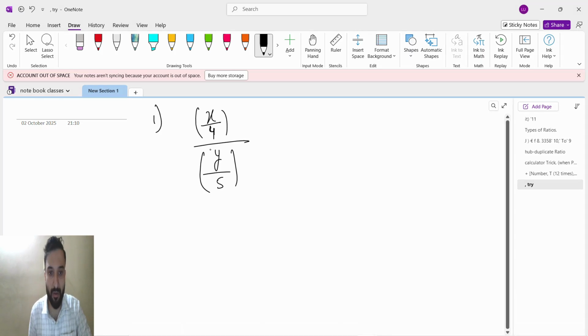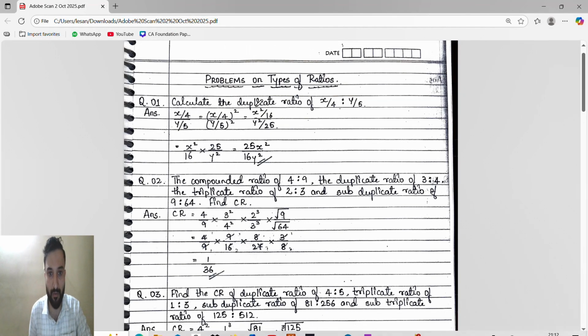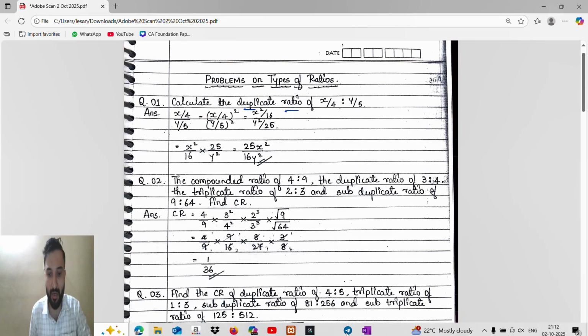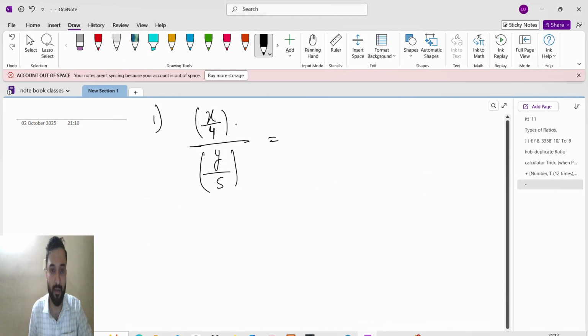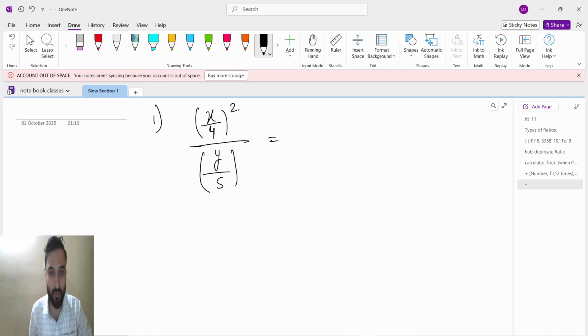So ratio is x by 4 divided by y by 5. We have to find the duplicate ratio. The duplicate ratio means what? Whatever the given ratio, we have to do the square of that. So we will do the square of this ratio, and we will get the duplicate ratio.